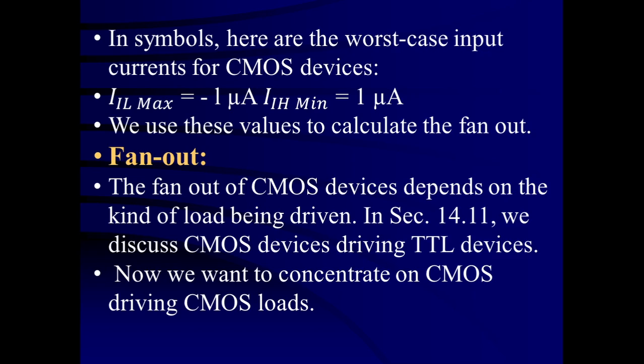And IIH minimum means the input current when the input is in the high state. That maximum current in worst case conditions can be 1 microampere. It will go into the device, so it is positive. We use these values to calculate the fan out.